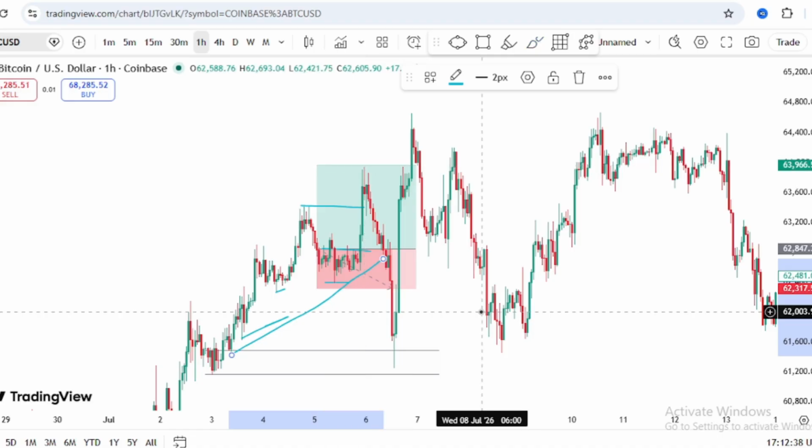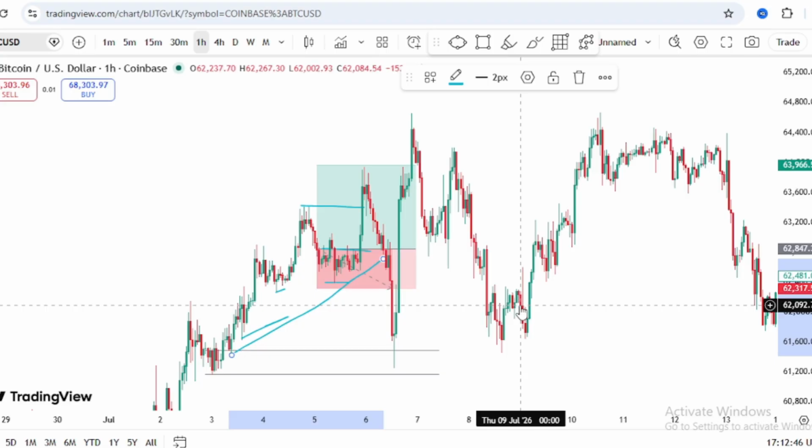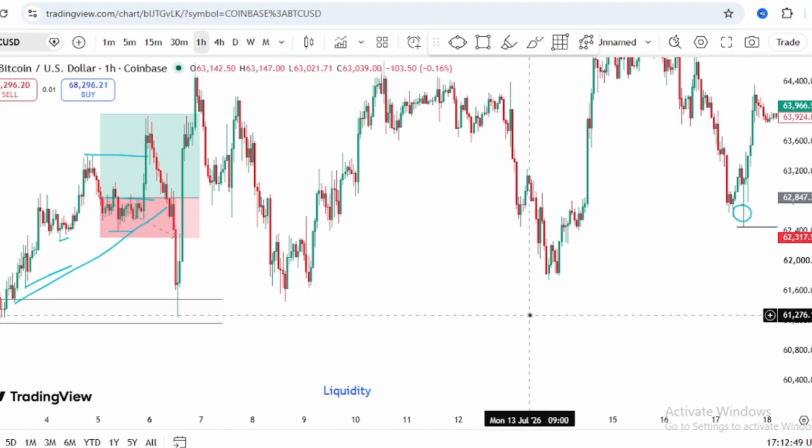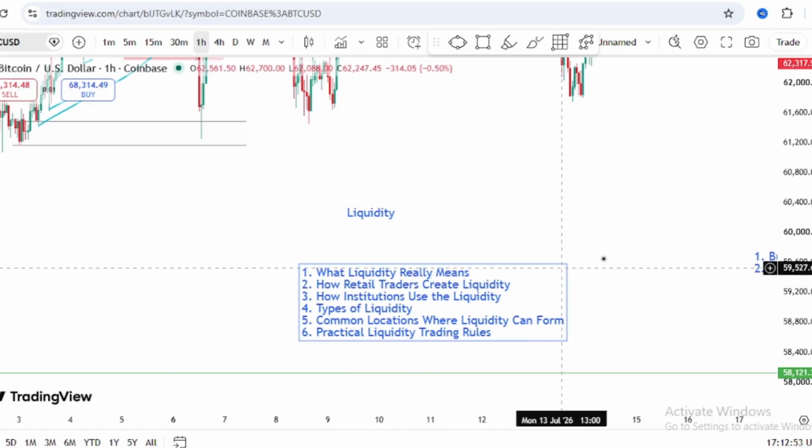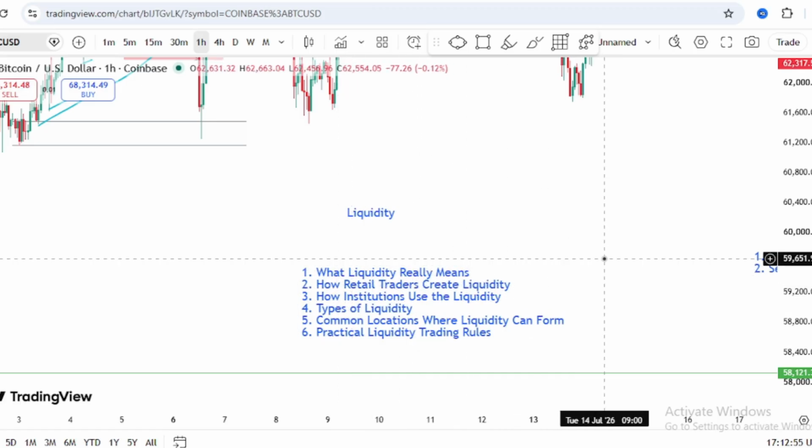This is not just a random liquidity video. It is going to expose a lot of things about liquidity. So make sure you watch from beginning to the end. And these are the things you are going to cover: what liquidity really means, how retail traders create liquidity, how institutions use liquidity, types of liquidity, common locations where liquidity can form, and practical liquidity trading rules.